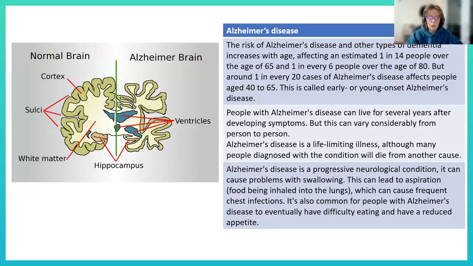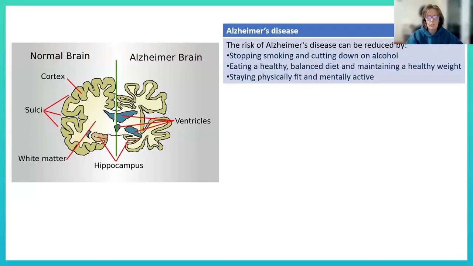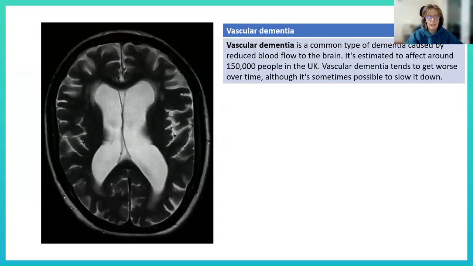It's a progressive neurological condition which can lead to problems with swallowing, which can then cause chest infections because people choke on their food, for example. So you can reduce your risk by stopping smoking, cutting out alcohol, eating healthily, exercising, etc.